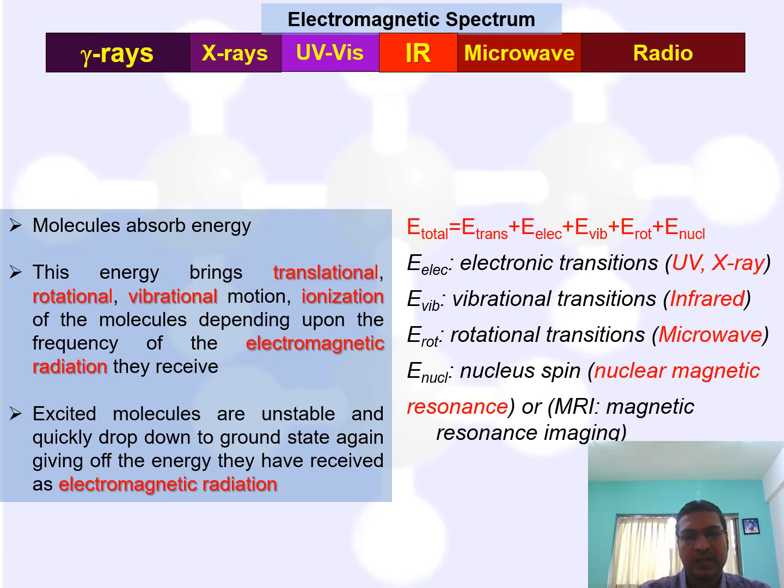So let's start. From the electronic energy transition in the UV to the infrared, there is a vibrational transition of a molecule, basically a diatomic molecule, that can show infrared.